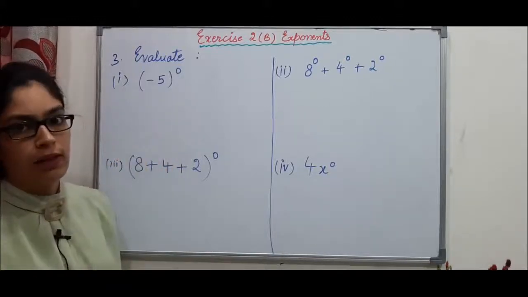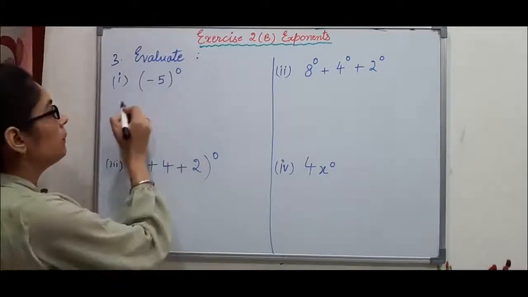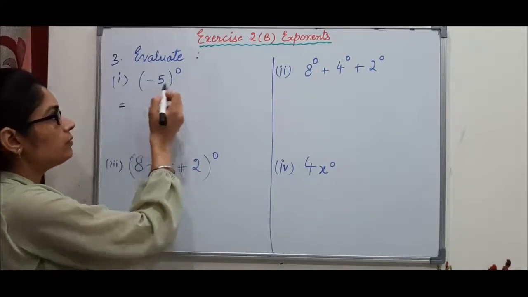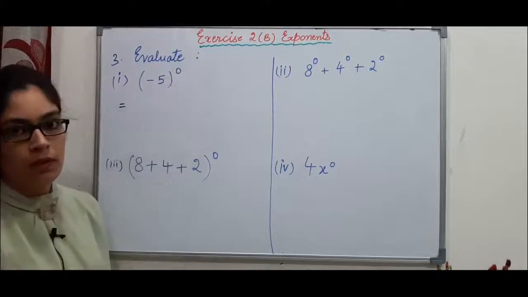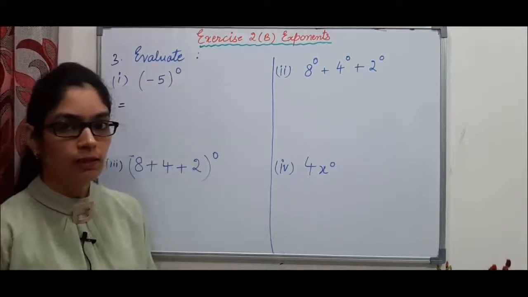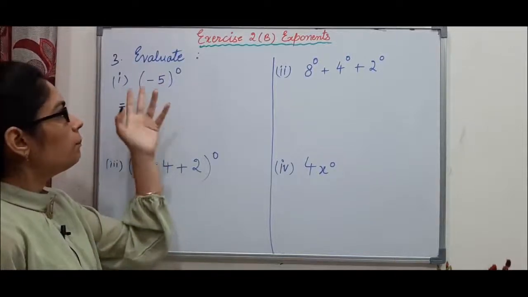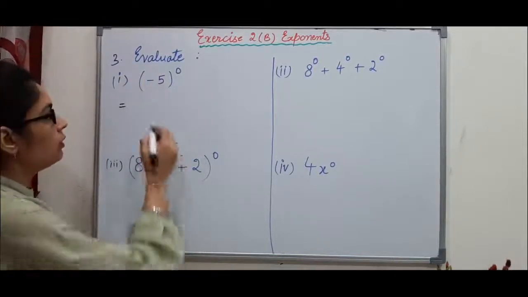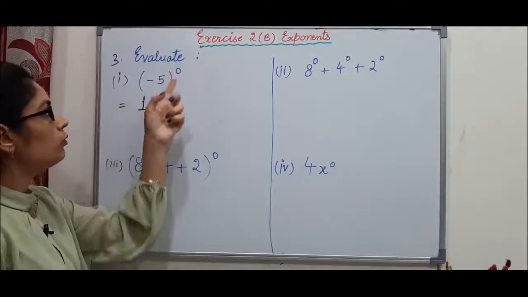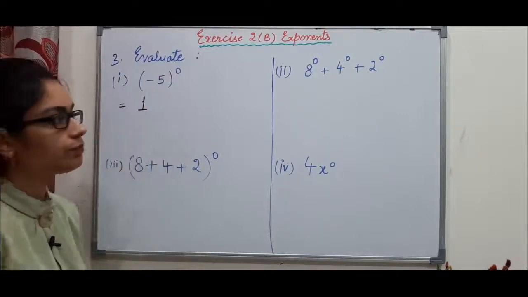Evaluate means find the value or solve it. We can apply the rules and find the values. The first part is minus 5 whole power 0. So we have learnt in rules that when the power of any number is 0, the value of that number will become 1. So minus 5 whole power 0 is 1.